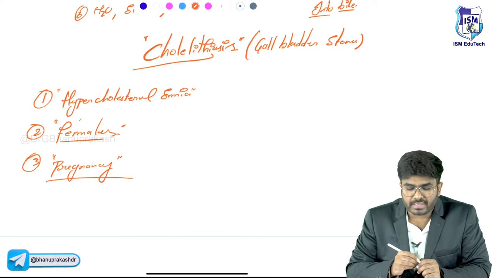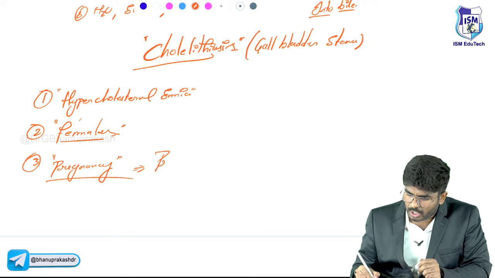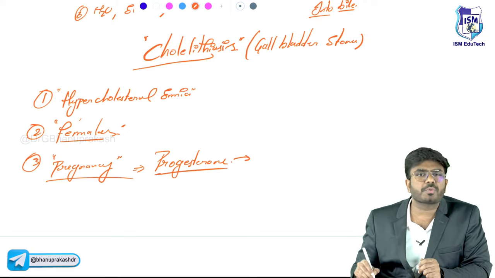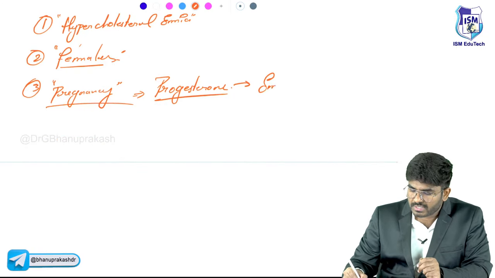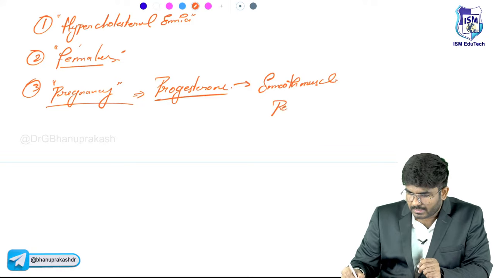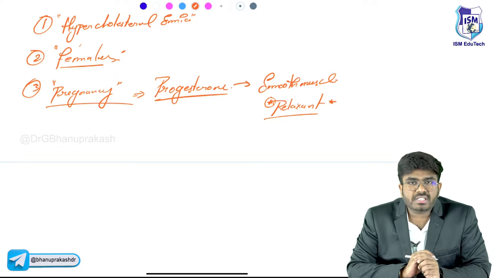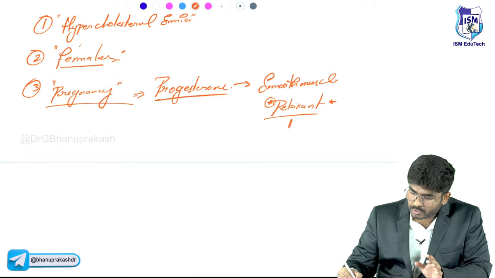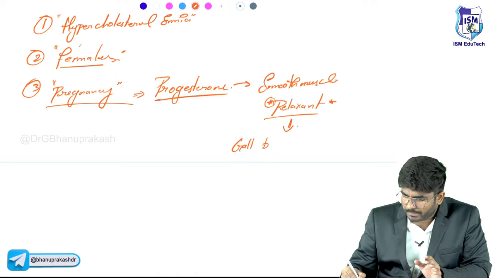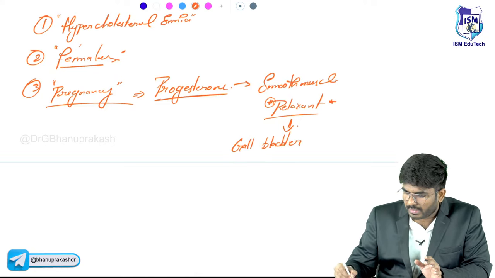Why is pregnancy a risk factor? Because during pregnancy, there is a hormone present called progesterone. What kind of hormone is progesterone? Progesterone is a smooth muscle relaxant. As it's a smooth muscle relaxant, it causes relaxation of the gallbladder, so no proper contraction. Gallbladder relaxation.